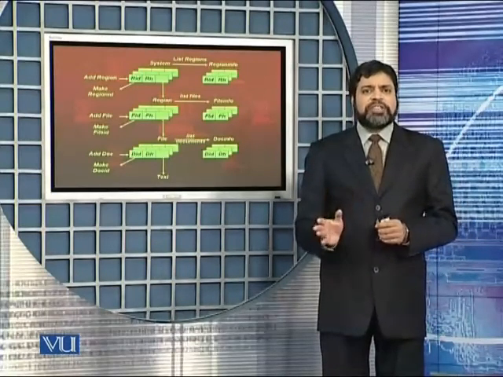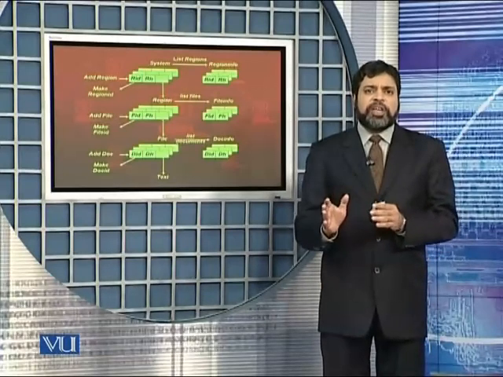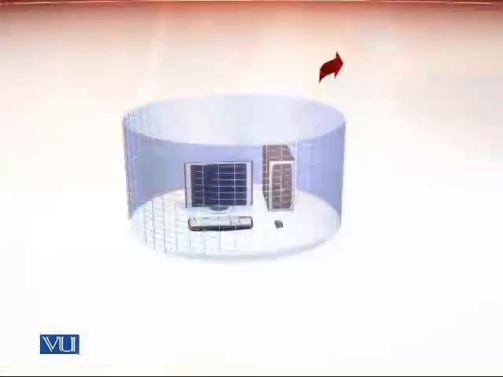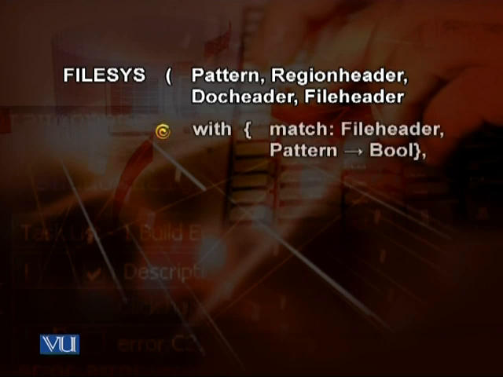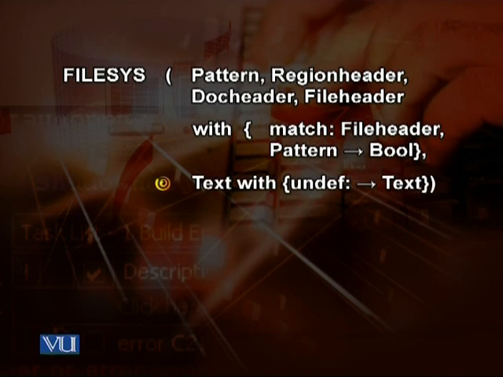So once we have that, let us go back to the slide, and once again start looking at the specification of the filing system. So here is the specification of the filing system. I have as parameters to this specification a pattern, region header, doc header, and file header. So these are the 4 parameters that I will have inside this file system, and I need to have a method specified on these. That method is match, which takes the file header and the pattern and tells me whether the pattern is present in that file header or not. And then I have this text for which undefined is declared there. Undefined is present. So if the text is not defined, I should be able to specify that.